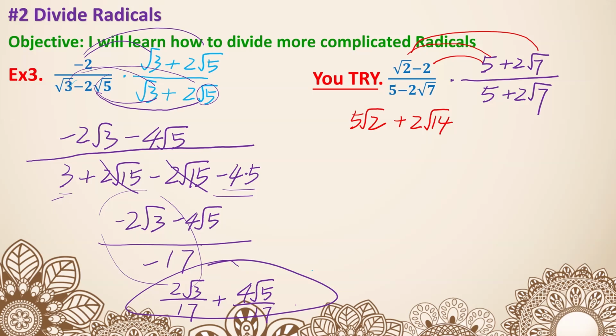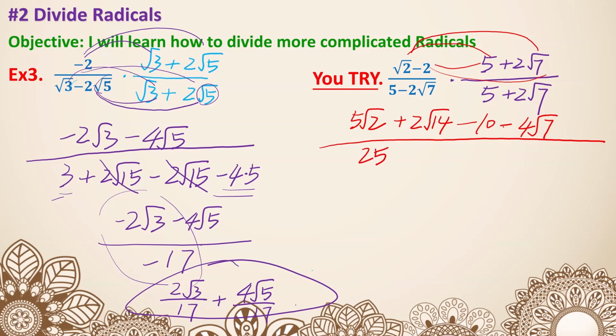-2 times 5 is a minus 10. And -2 times 2 square root of 7 is a minus 4 square root of 7. The bottom now. 5 times 5 is 25. 5 times 2 square root of 7 is a positive 10 square root of 7.